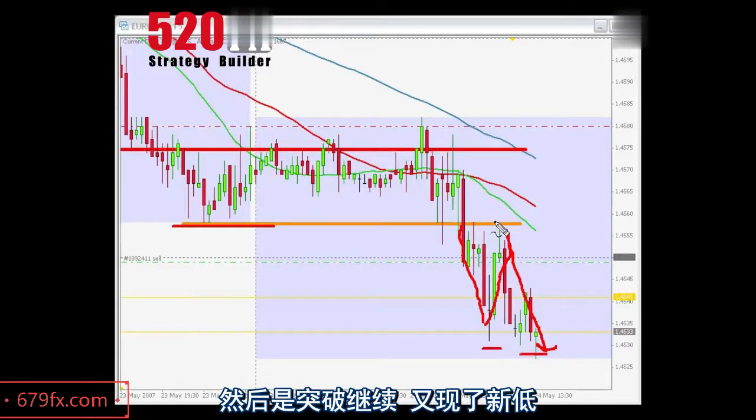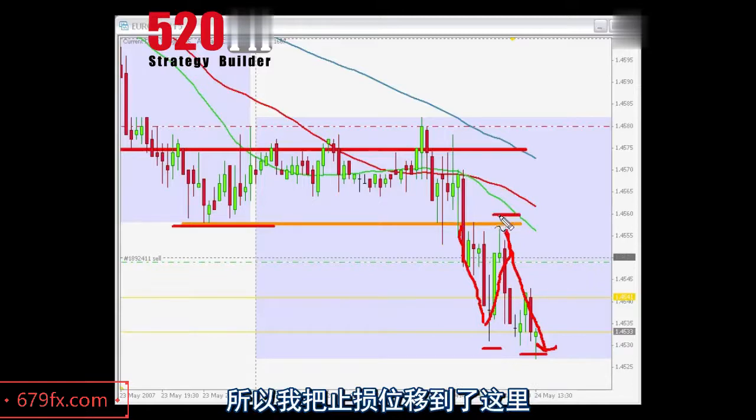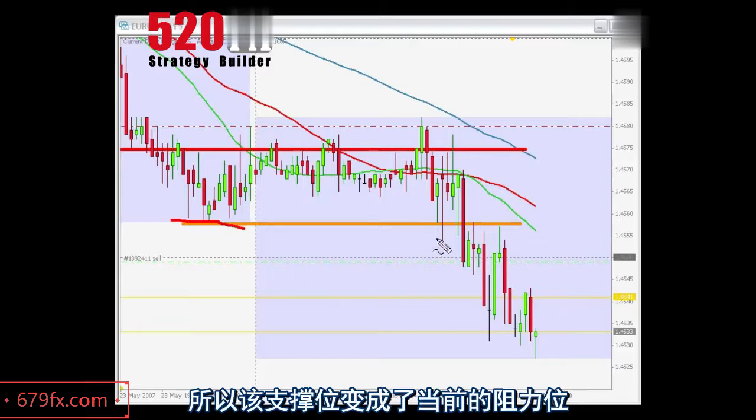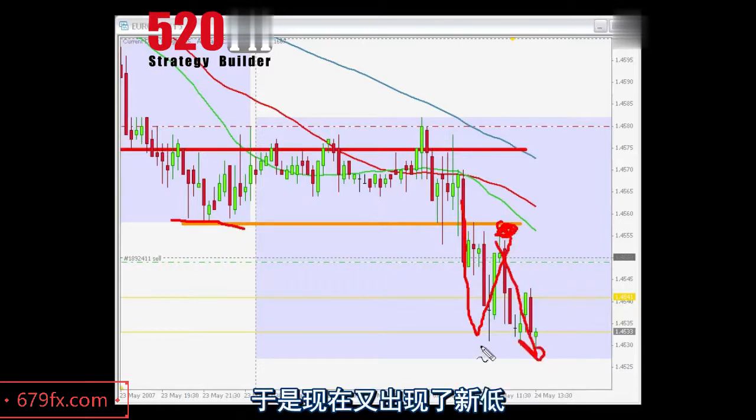So I'm moving my stop right up here. It's all about in-trade management, as I explained on my website. We've just broken a level of former support. It's become resistance right there, as you can see, and now we've made a new low. So I think it's rather safe to move the stop right there.